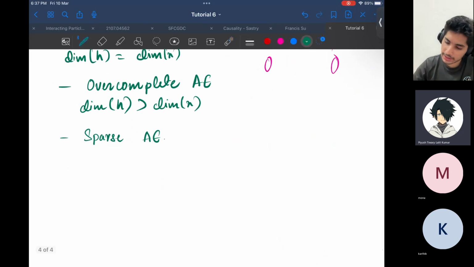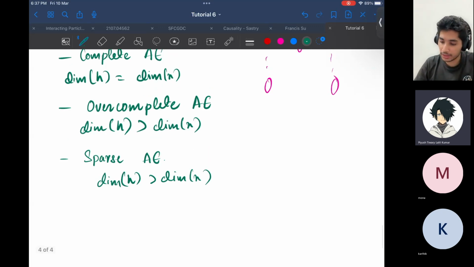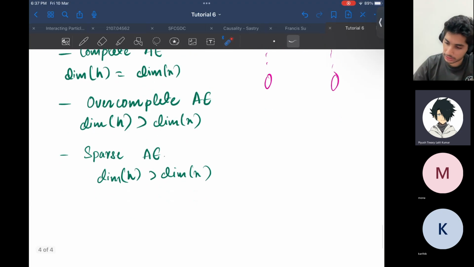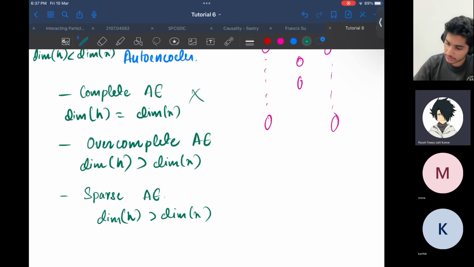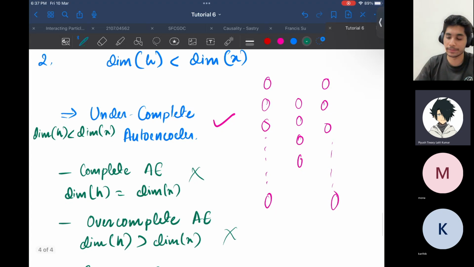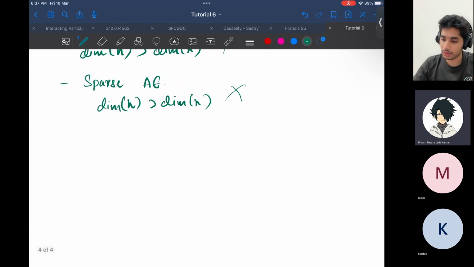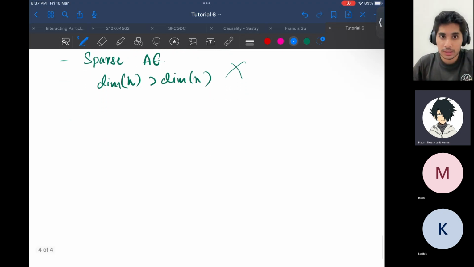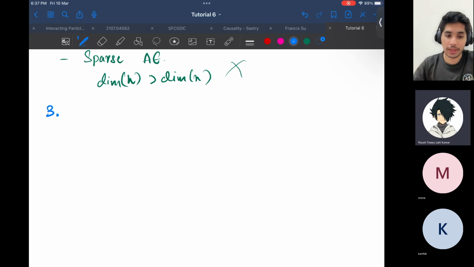Nonetheless, in this case also, dimension of H will be greater than dimension of X. Hence, these three options won't work. This won't work, this won't work, and this won't work. So the undercomplete autoencoder is the correct answer, right? This is the basic gist of this. If you have any question at any point of time, you can either just unmute yourself and ask, or you can also write in the chat.